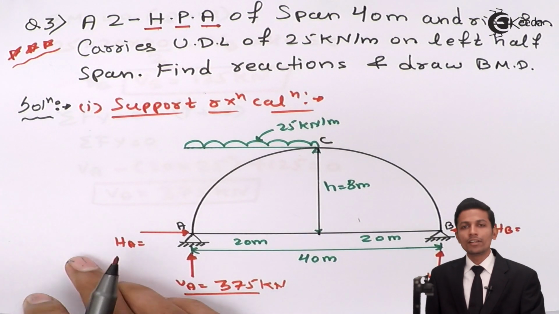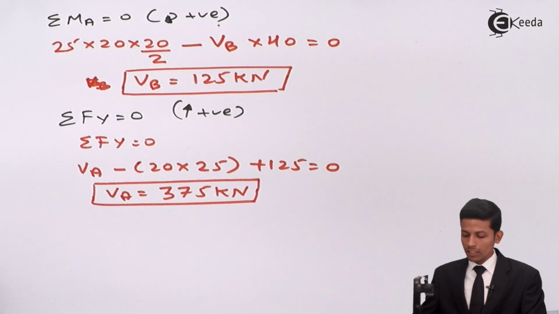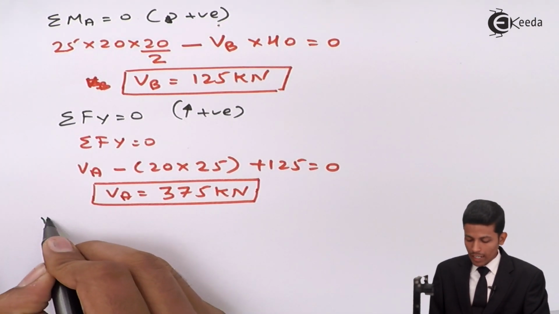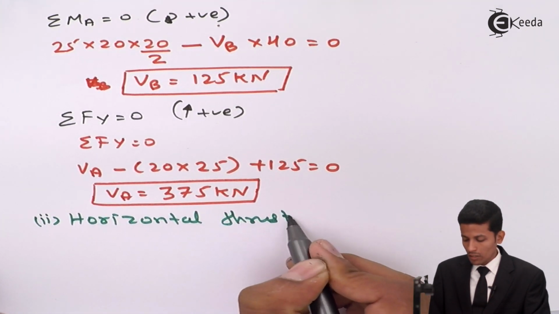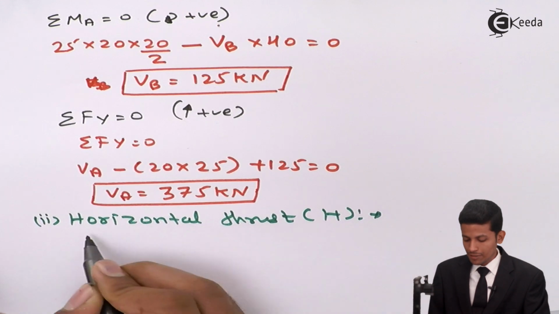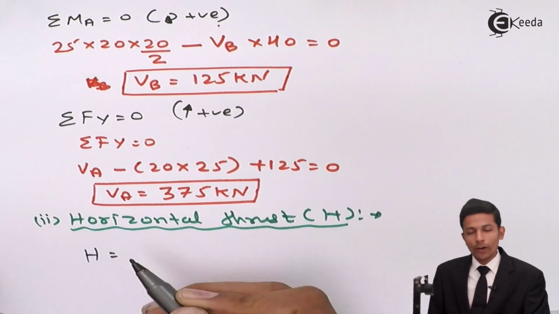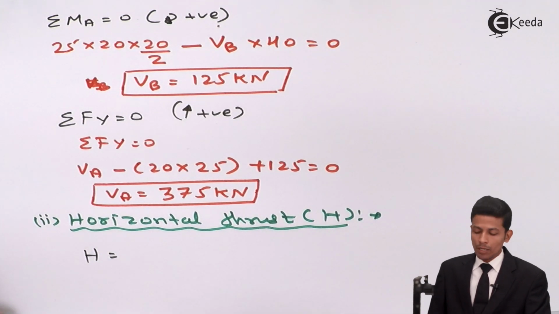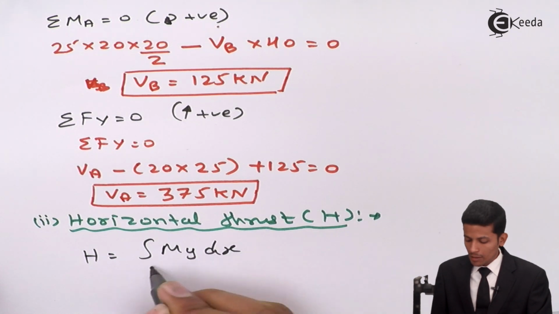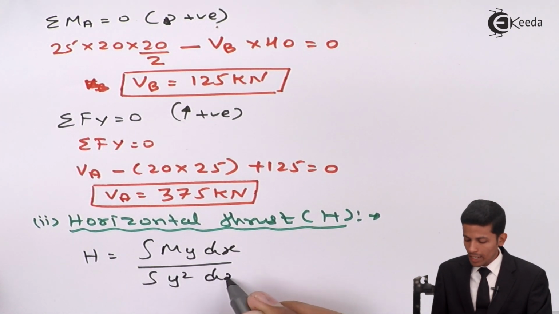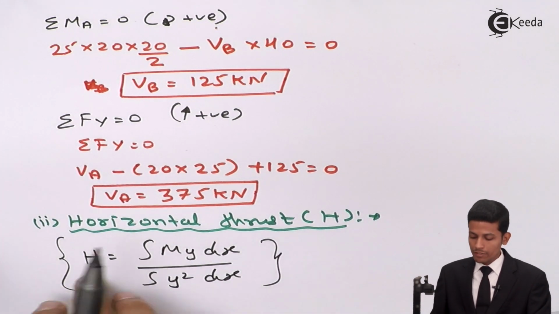Now in this chapter the main task is to find the horizontal thrust. It's very simple. The second step is the horizontal thrust, denoted as H. Apply the formula. It's quite simple because we have seen it in the previous two sums. The formula will be integration of M y dx upon integration of y square dx. This is a formula you have to remember. Now let's start.